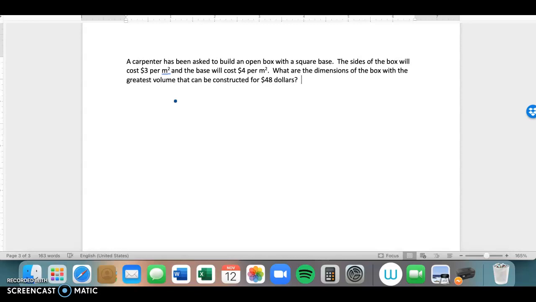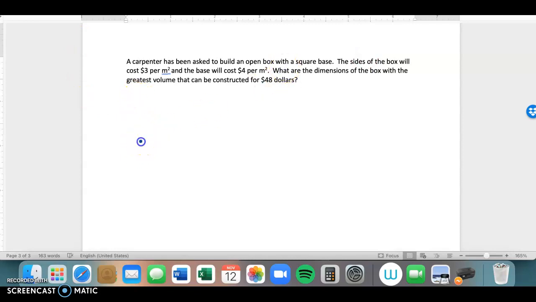So this one adds a layer of cost to it, right? They're giving us a little bit more. So it's not just straight up perimeter and volume. It's like, okay, well, what do we do with this cost information? I don't know. So again, let us start with a picture.